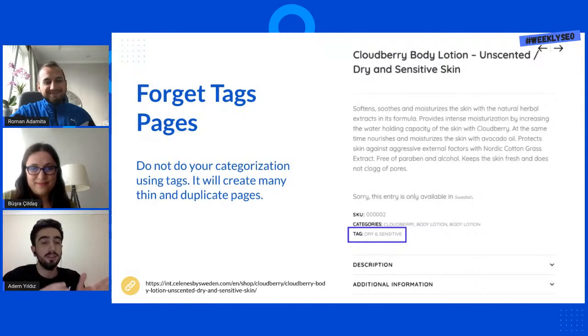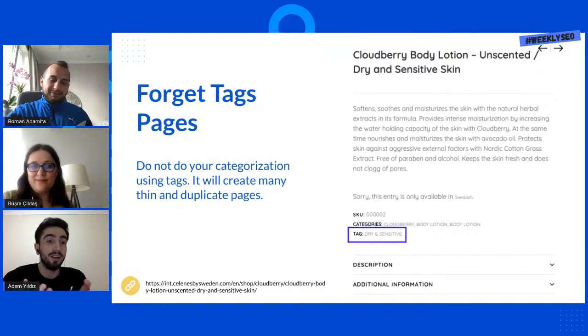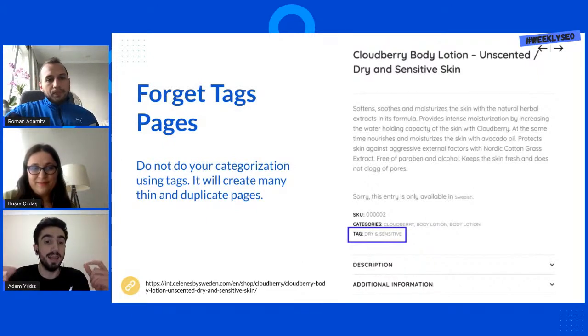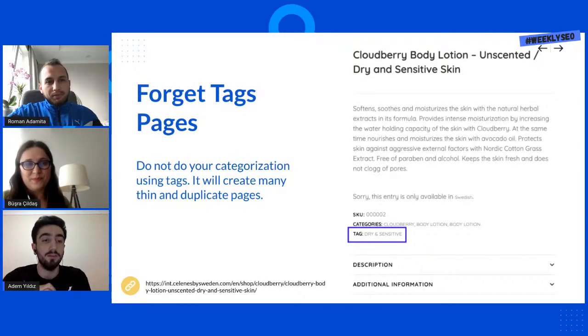And sometimes tag pages have the same products as the category. We are using tags here, and we are also creating the same category pages in the background. Tags and categories end up the same, and it will create a duplicate problem from Google's perspective.